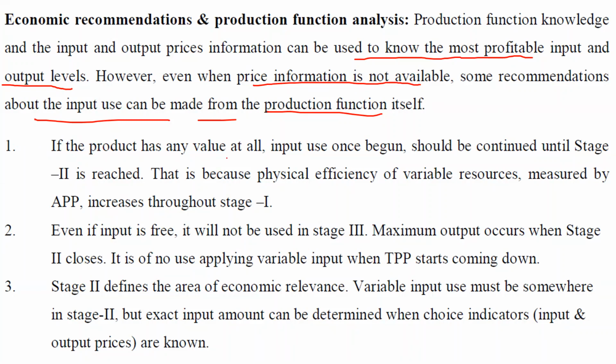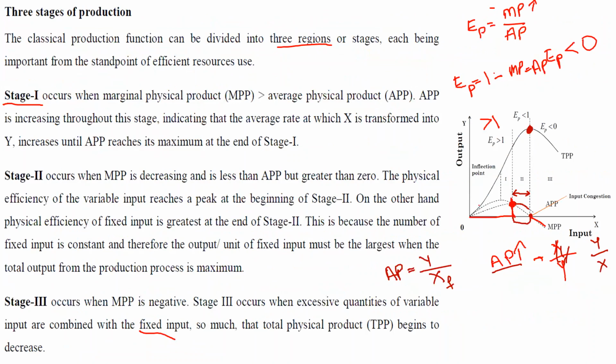If the product has any value at all, input use once begun should be continued till the stage 2 is reached. This is because physical efficiency of variable resources measured by APP increases throughout the stage 1. जो भी हम produce कर रहे हैं उनमें input use तब तक करना चाहिए until it reaches the stage 2, because throughout the stage 1 physical efficiency increase हो रही है. हमने देखा है कि average physical product हमारा increase हो रहा है throughout the stage 1. So it is increasing. It will reach maximum during the stage 2. So up to this point we have to go on adding the input till our average product is maximum.